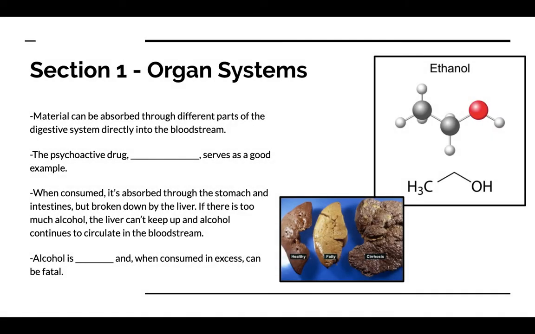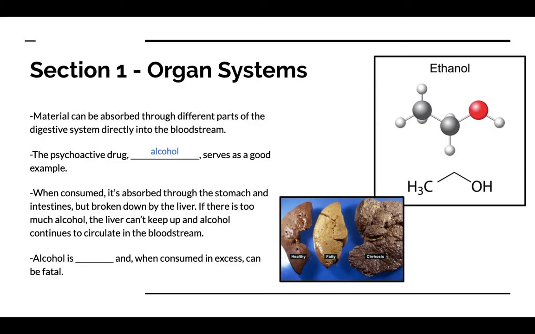So next up, we'll take a look at alcohol in particular. So material, it can be absorbed through the different parts of the digestive system directly into the bloodstream. And the psychoactive drug, alcohol, and specifically ethanol, serves as a good example. So when it's consumed through the stomach and the intestines, it's broken down by the liver. But what happens is if people start to consume too much alcohol, the liver can't keep up. It simply isn't able to maintain that processing speed.